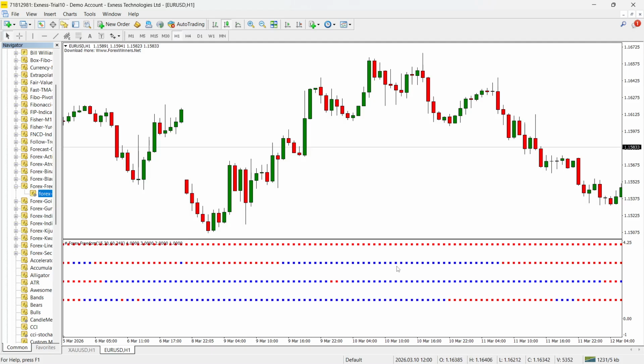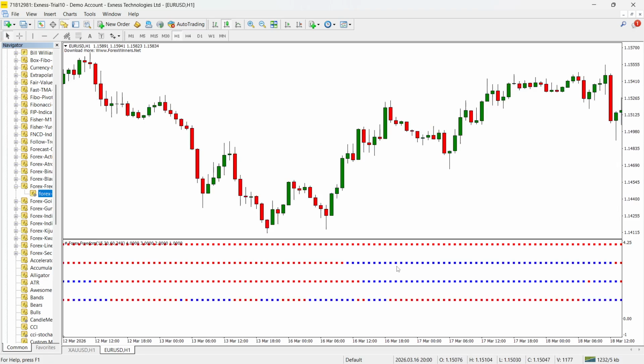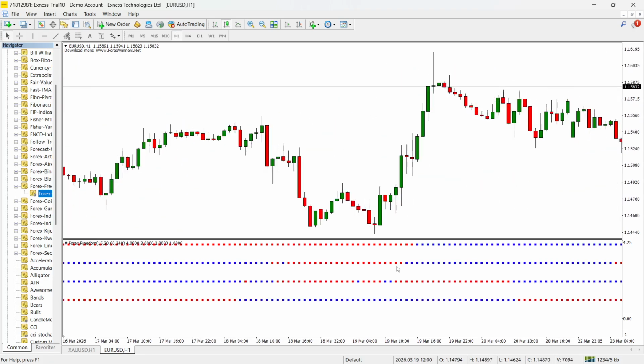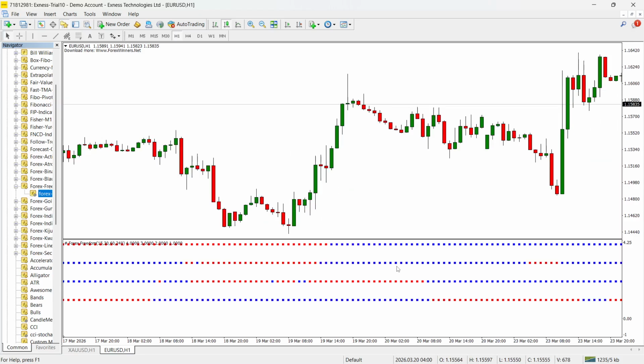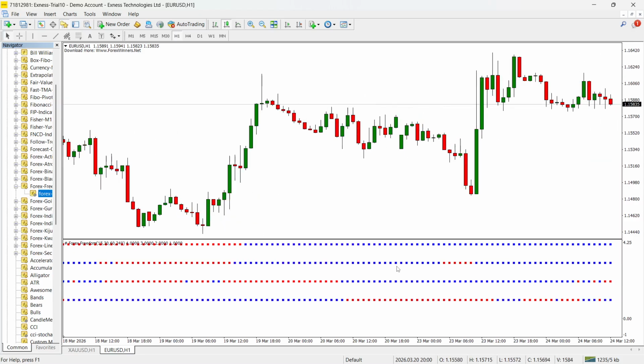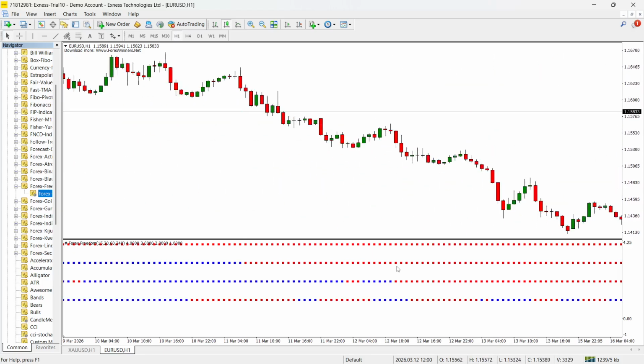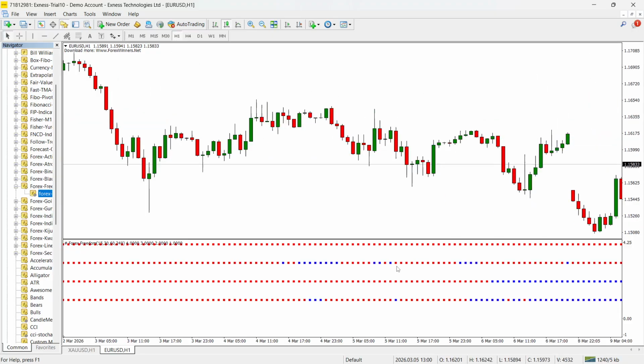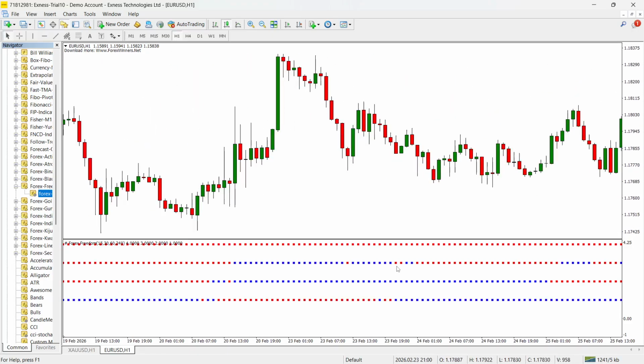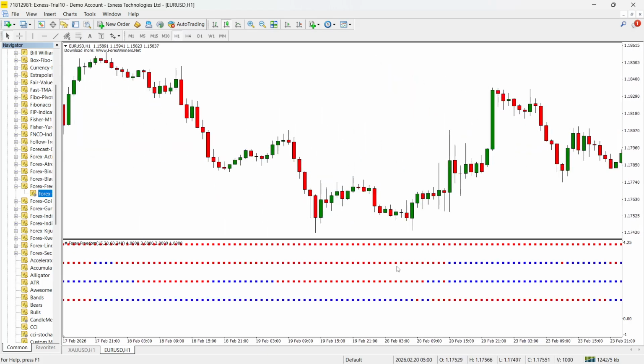Alright, so the Forex Freedom Indicator, also known as Forex Freedom Bar, appears in its own sub-window below the main chart as a compact stack of colored bars representing different time frames. Each horizontal row corresponds to a specific time frame, and each bar in that row is colored based on the underlying CCI-based calculation for that period.